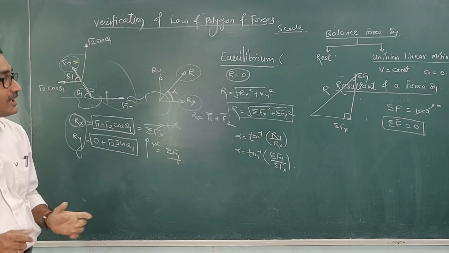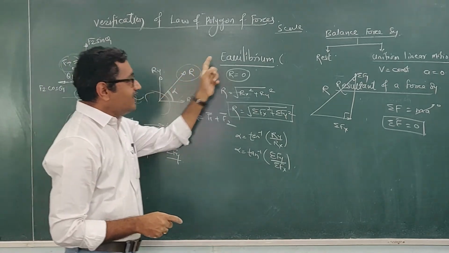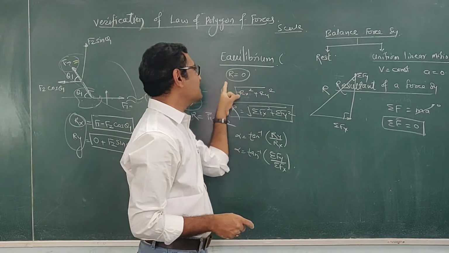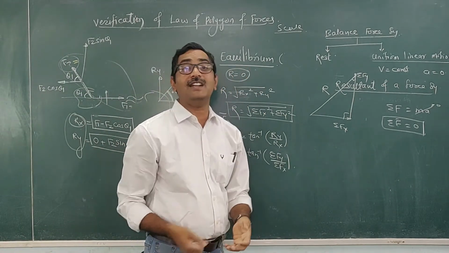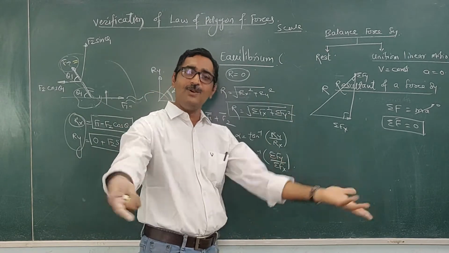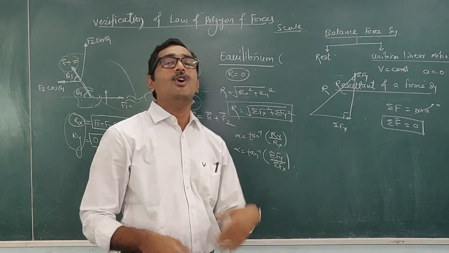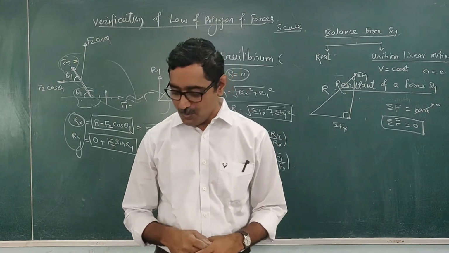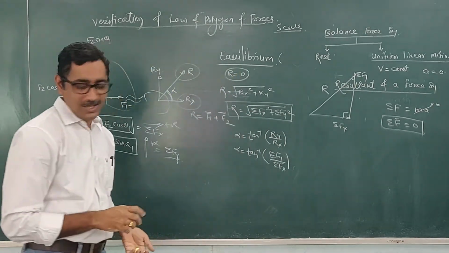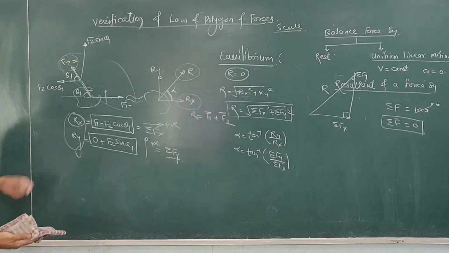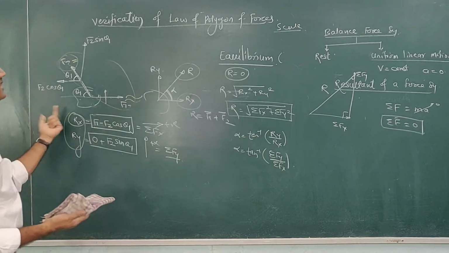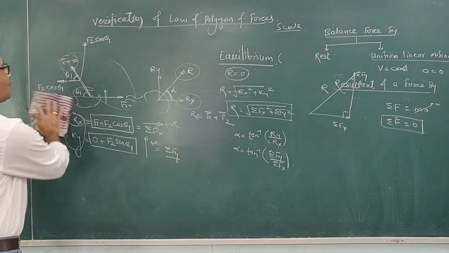So remember, for a concurrent force system in equilibrium, its resultant force is 0, or vice versa. When the resultant is 0, the force system is in equilibrium, or if it is in equilibrium, the resultant force is equal to 0. So this is all about the basic things which are required for the law of polygonal forces.